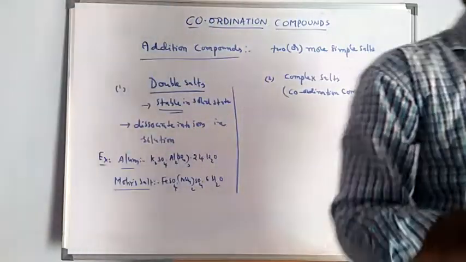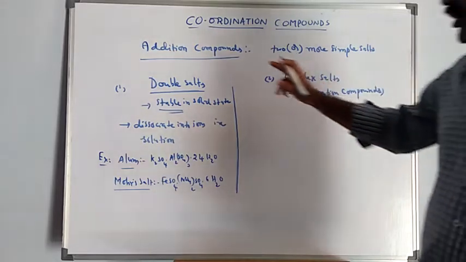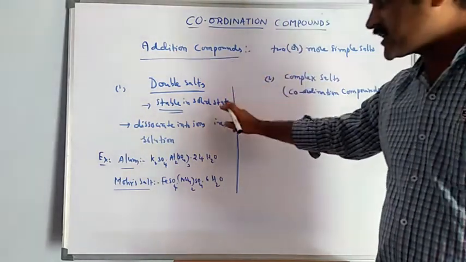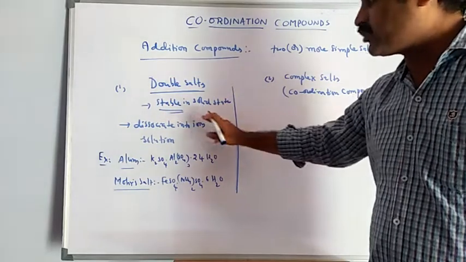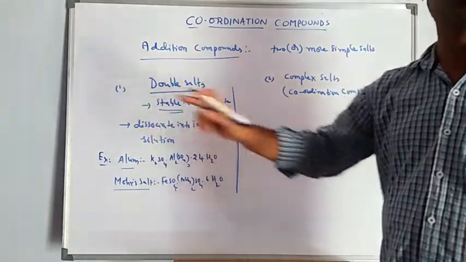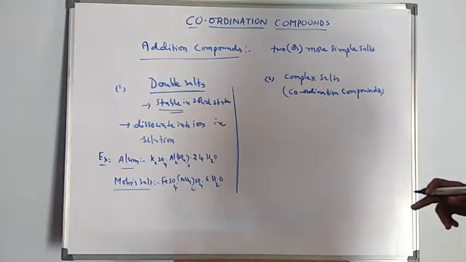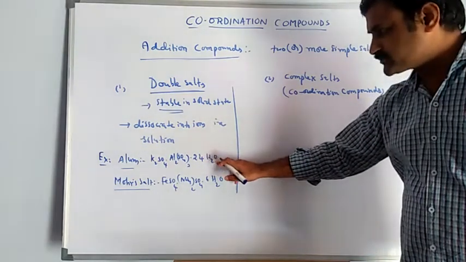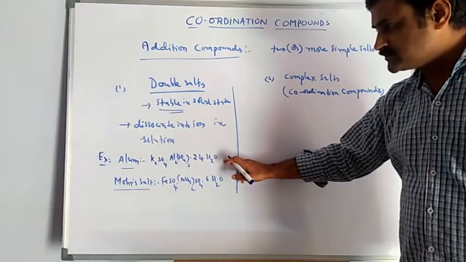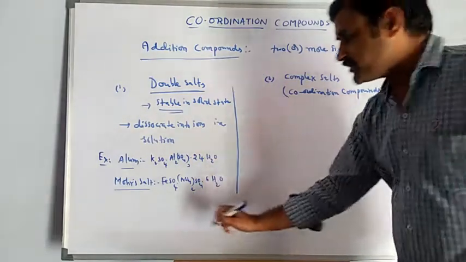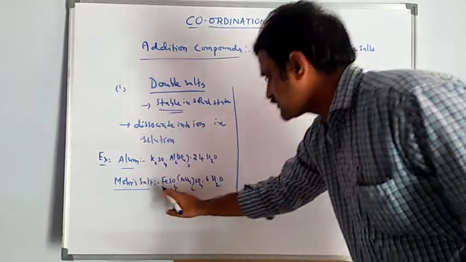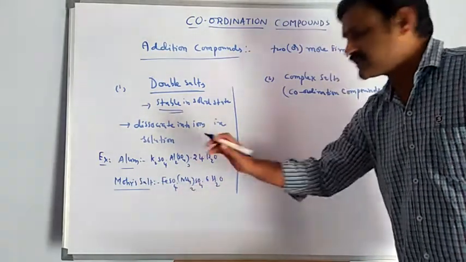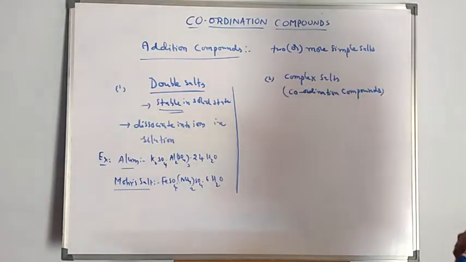What is a double salt? These are molecular compounds. They are only stable in solid state and they dissociate into ions in liquid state, called solution state. Examples we have: alum, K2SO4, Al2(SO4)3, 24H2O. Mohr's salt, another example, that is ferrous sulfate FeSO4, (NH4)2SO4, 6H2O. These are the two examples we have.